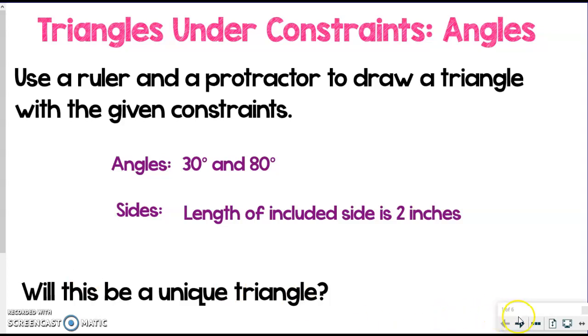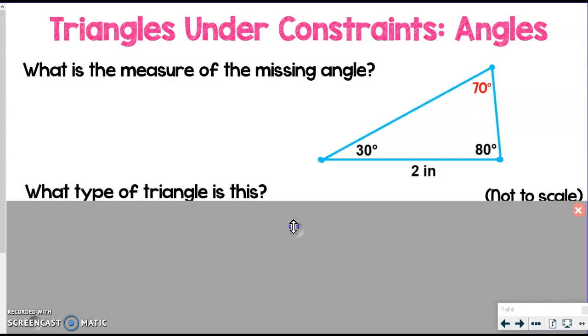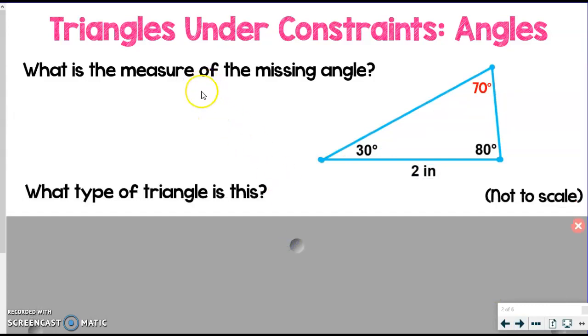So we already know what this triangle will look like as far as what we discussed yesterday. And so we talked about how to draw it with the protractor and all that kind of stuff. That's not really my focus today. And we already discussed yesterday that the missing angle was 70 because we have to make sure all three angles added up for a triangle equal 180. So we did that all yesterday.